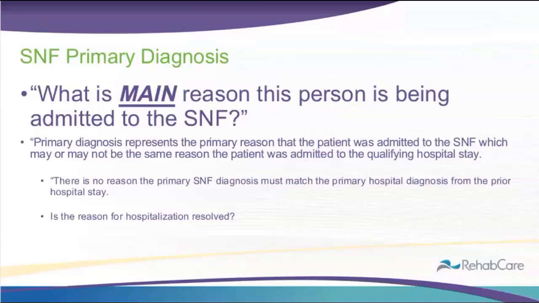So for the primary diagnosis for admission to the skilled nursing facility, what is the main reason this person is being admitted to the SNF? That's terminology that's used in both coding and the CMS guidelines. The primary diagnosis represents the primary reason they were admitted to the SNF, which may or may not be the same reason they were admitted to the qualifying hospital stay, because if the diagnosis is resolved, you're not going to be coding that. CMS went on to say there's no reason the primary SNF diagnosis must match the primary hospital diagnosis from the prior hospital stay. So you need to ask yourself, is the reason for the hospitalization resolved?